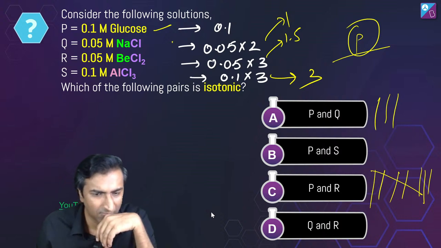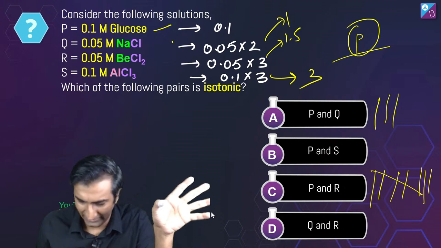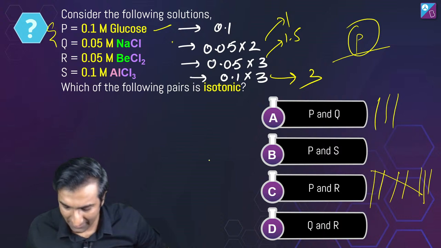What is the chain rule, bro? Teethraj, I don't know what the chain rule is. Guys, it's A, right? It's definitely P and Q. I couldn't understand how so many of you said C. C means P and R.